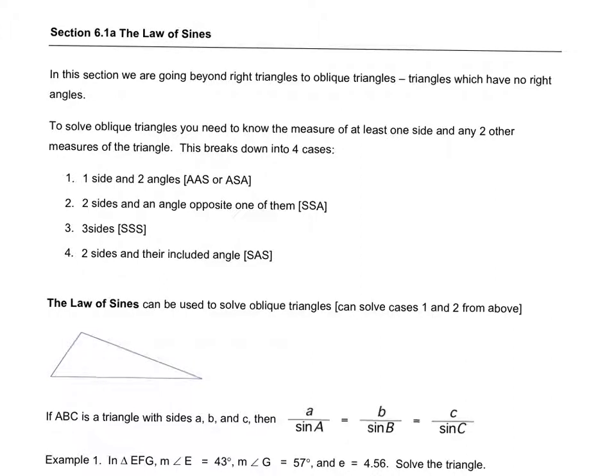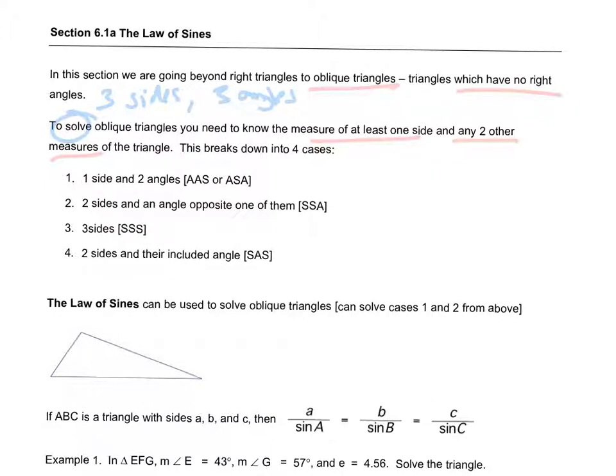In Chapter 6, we're going to be looking at triangles that are no longer right triangles. So triangles that do not necessarily have a right angle are called an oblique triangle. In order to solve oblique triangles, we need to know the measure of at least one side and any two other measures. When we say we're going to solve an oblique triangle, or any triangle, we are going to find all three sides, the measures of those, and we're going to find the measure of all three angles.